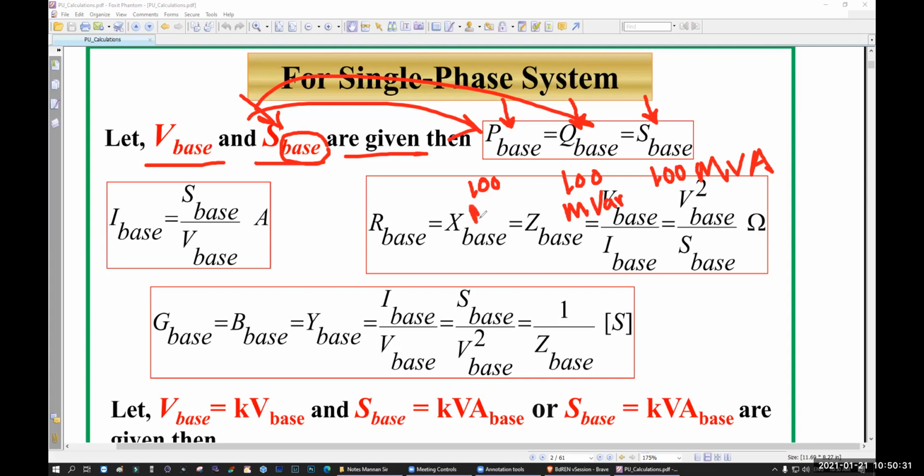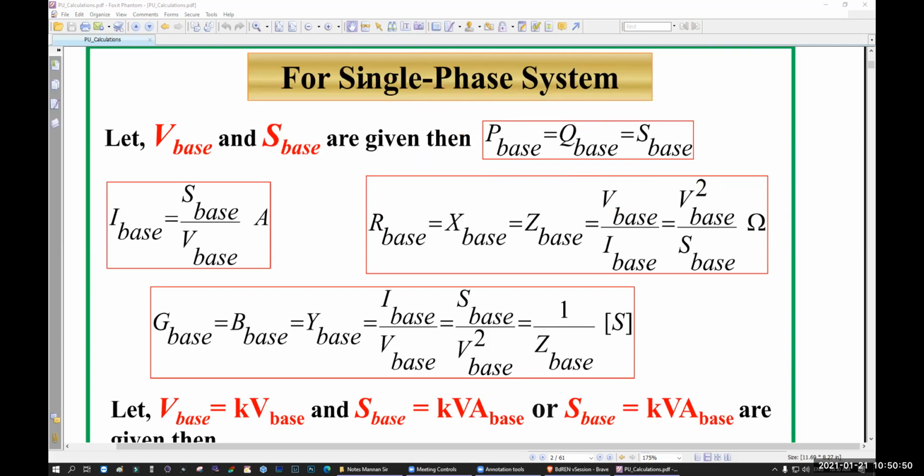But in this case, the unit will be what? Megawatt, because real power is calculated in megawatt. Q, that means the reactive power, is calculated in var. S means the apparent power, is calculated in MVA, volt ampere. Okay, understood? If S is given, that means P is also given, Q is also given. If P is given, you know Q will be the same, S will be the same. By the way, I am talking about only the base, not the actual.